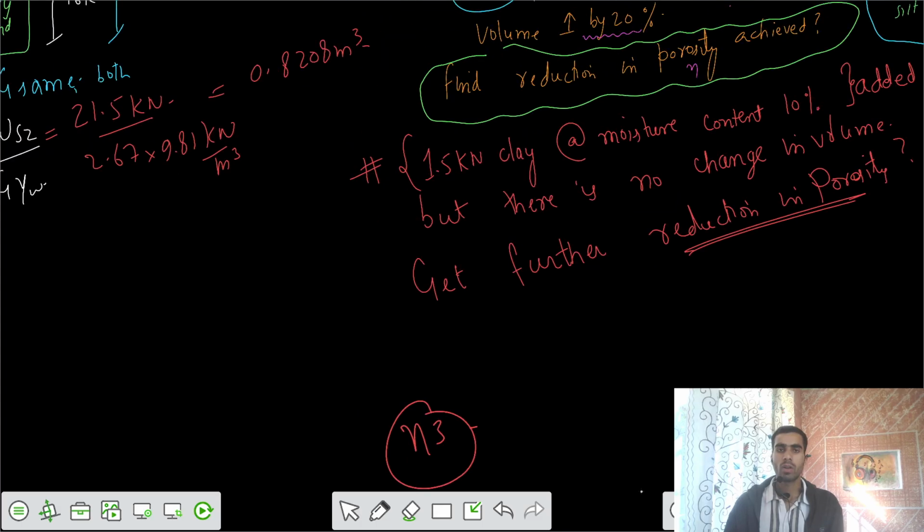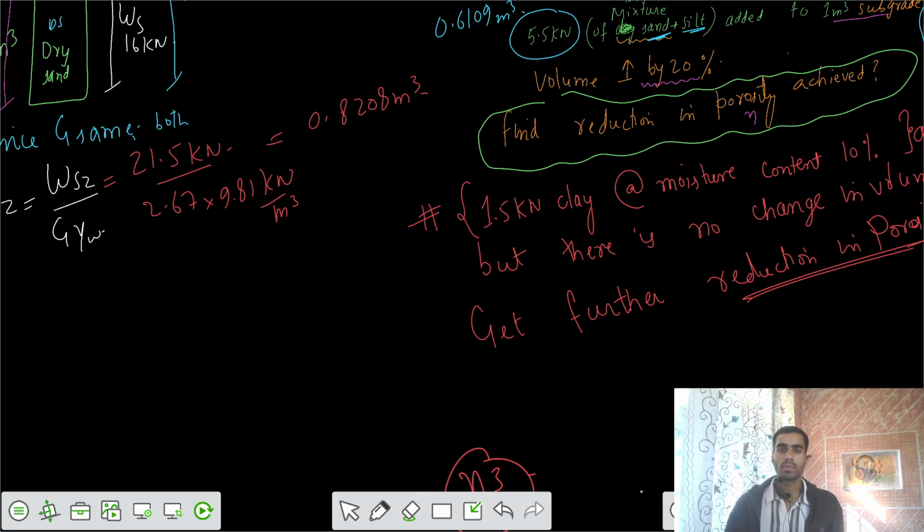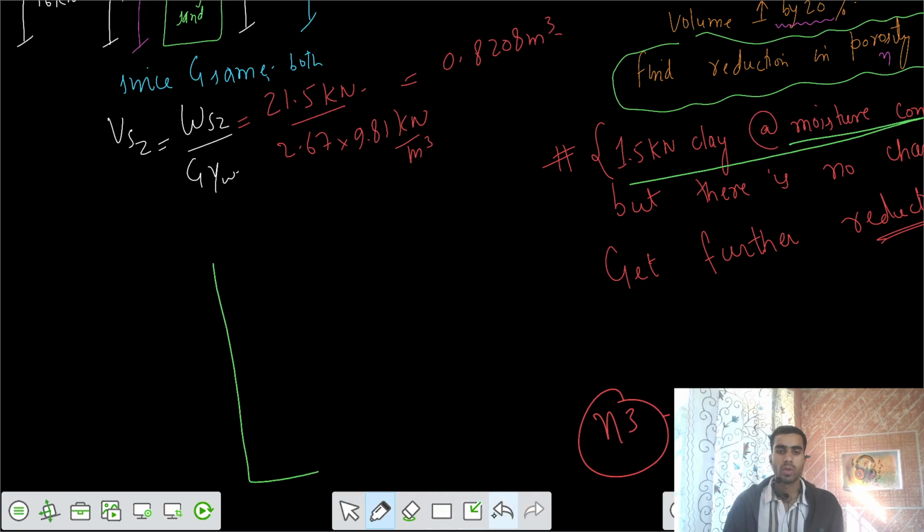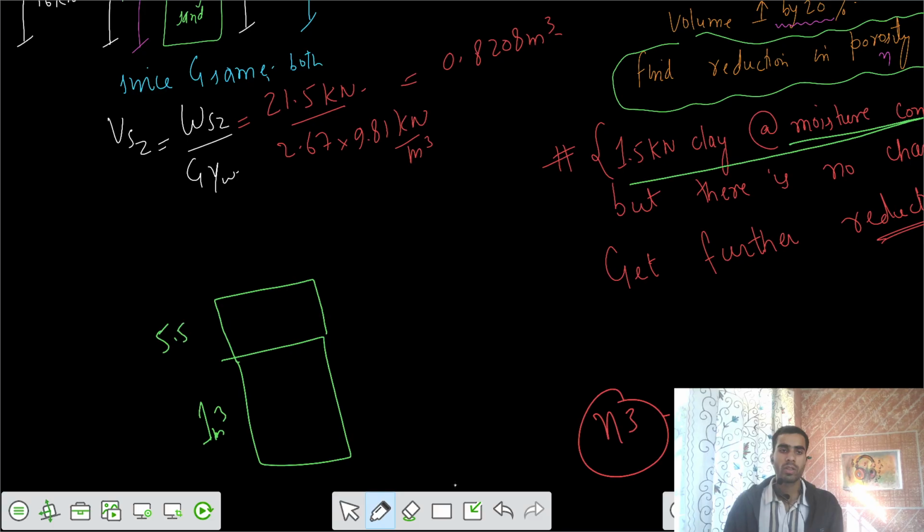So it's saying that we are adding how much? 1.5 kilonewton of clay. But the clay has some moisture content also. So to make the phase diagram for this third case, initially you had 1 meter cube of dry sand. After that you added 5.5 kilonewton, and this was 16 kilonewton. Now in the third case you are adding 1.5 kilonewton of clay, with some moisture content.